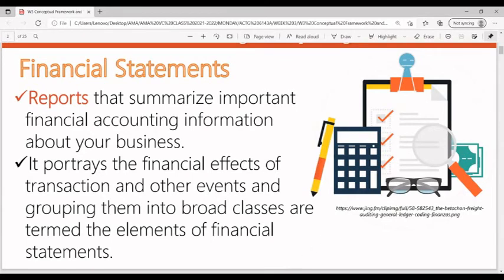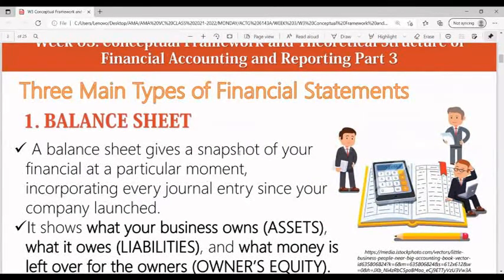Financial statements are reports that summarize important financial accounting information about your business for the entire operation: what is happening to the financial position, about the assets or resources that you have, the liabilities or accountabilities that you have, and also the cash flow, which is the inflow and outflow of money. It portrays the financial effect of transactions and other events, and grouping them into broad classes are termed the elements of financial statements. Three main types of financial statements, as I mentioned a while ago, the first is the balance sheet.